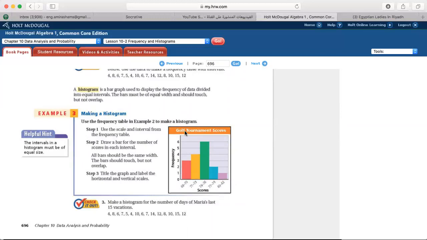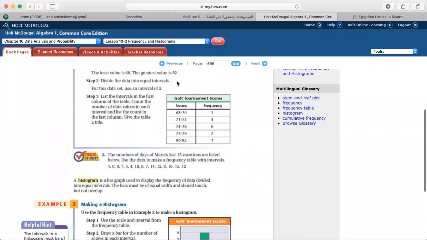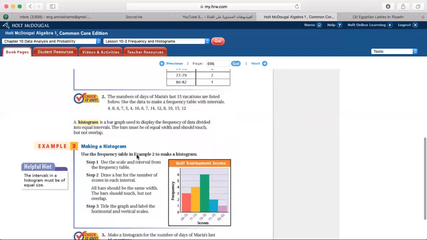What about making a histogram? Making a histogram: use the frequency table in example 2. I have a frequency table here. Use the scale and interval from the frequency table. Draw a bar for the number of scores in each interval. Okay, let's first review what a histogram is.